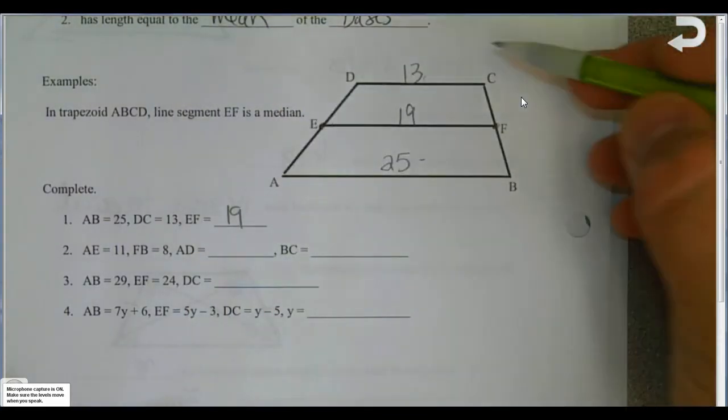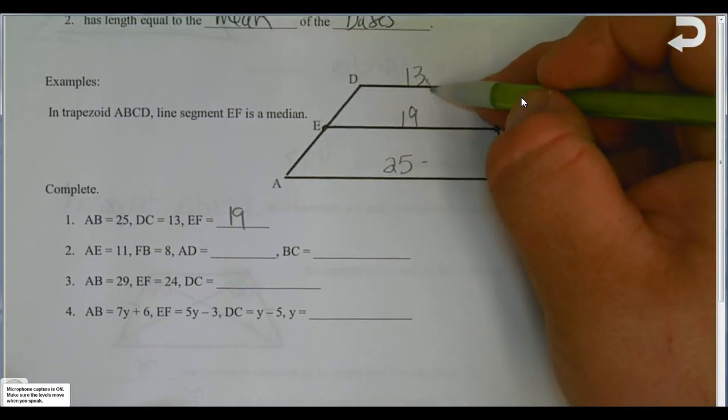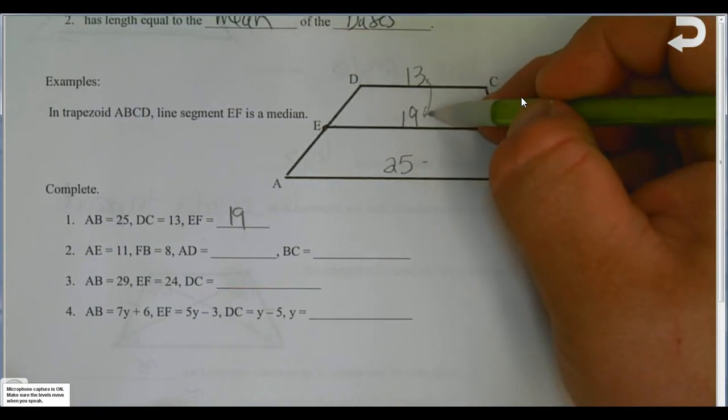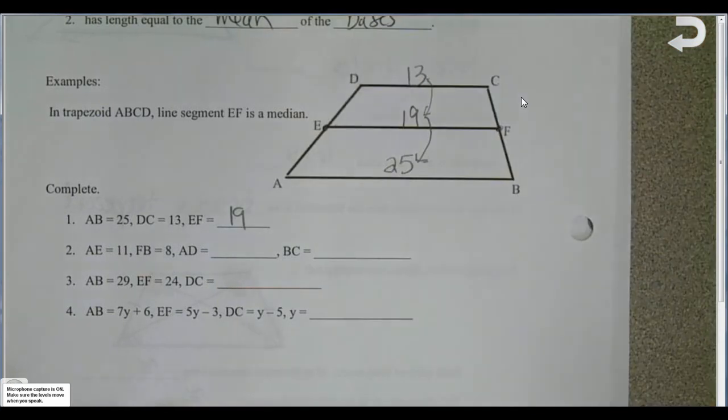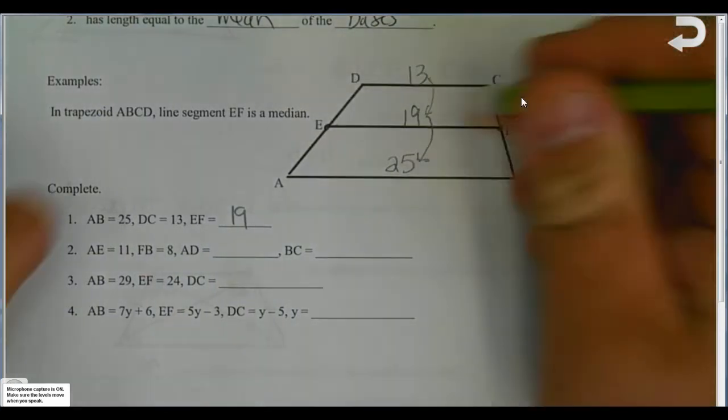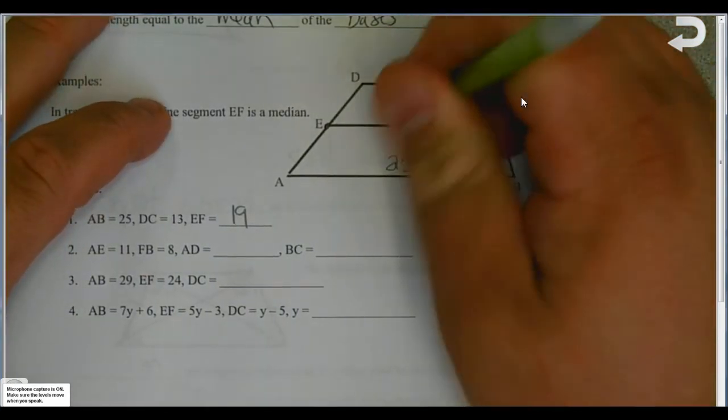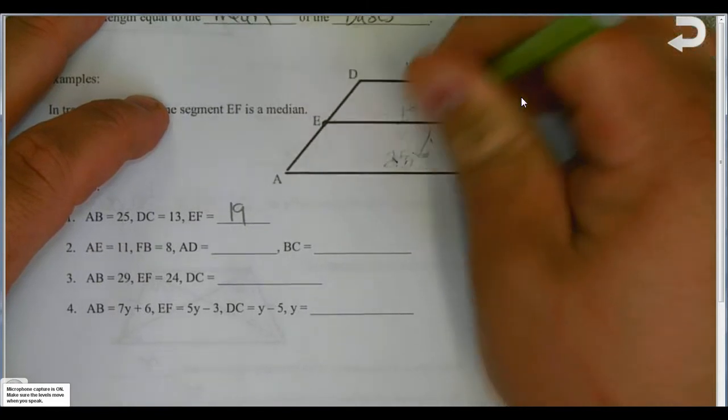You should also notice a pattern. 13 to 19 is plus 6. 19 to 25 is plus 6. And so that's another way to check and make sure you've got the right median. All right, so let's erase.